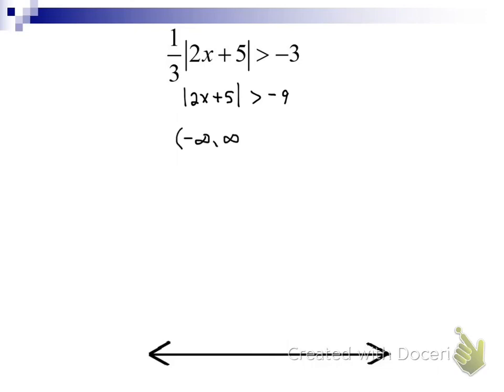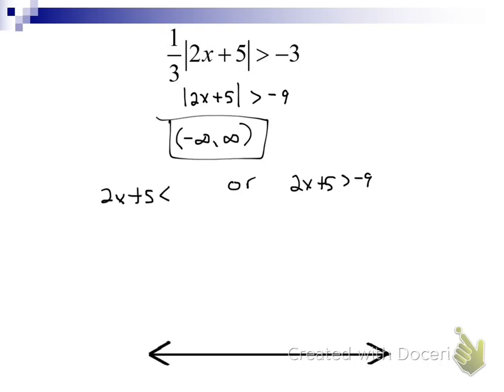Wouldn't anything be greater than a negative with an absolute value? Who would not catch that? Be honest. Raise your hand. Okay, then do this. Well, 2x plus 5 is greater than negative 9. Greater or, oh, you guys were slow on the trigger. Come on. 2x plus 5 is less than positive 9. Let's solve for that. Subtract 5, 4 divided by 2. X is less than 2.